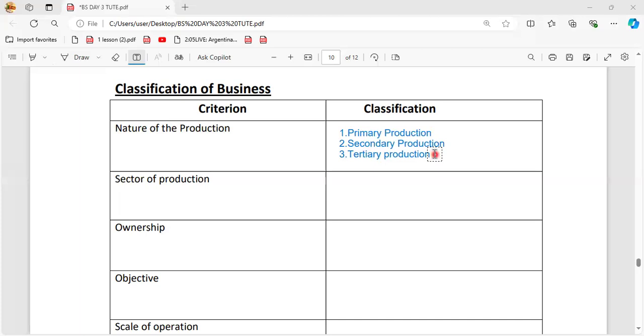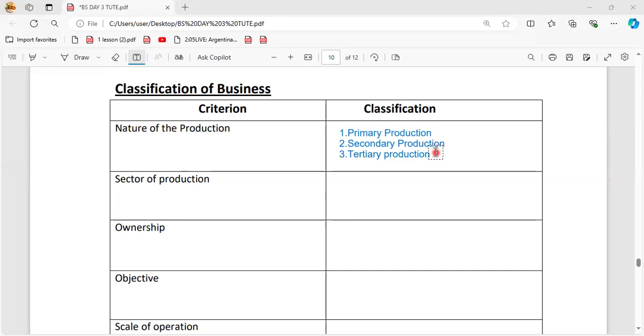Now just understand, no need to go into detail. After this, we are learning in detail. Now you just have to have a good idea. Primary production means extracting resources from nature. Secondary production means you are engaging in the process, you are making that. Tertiary production means finally you are selling the product.